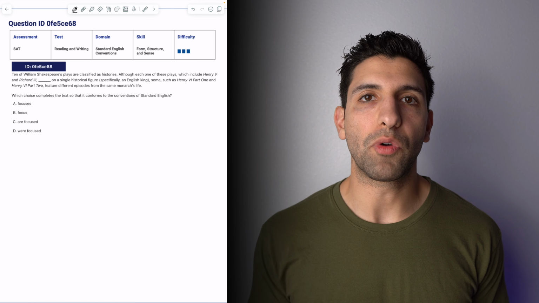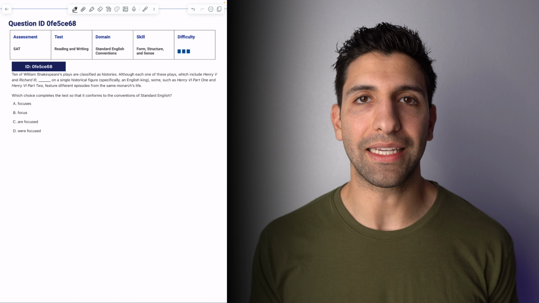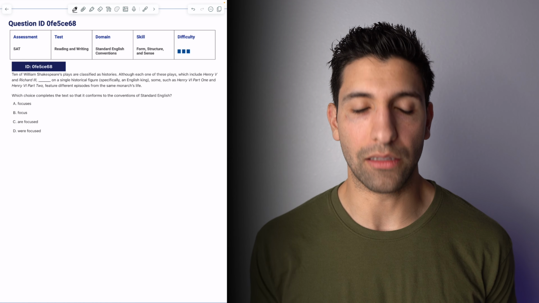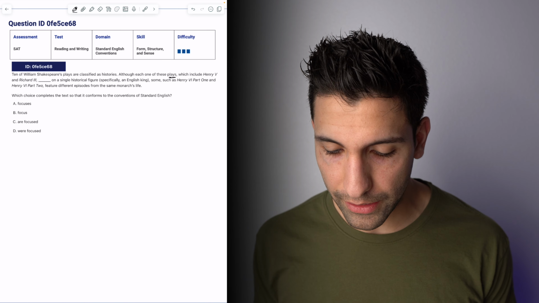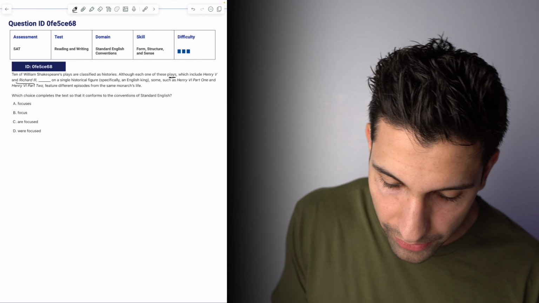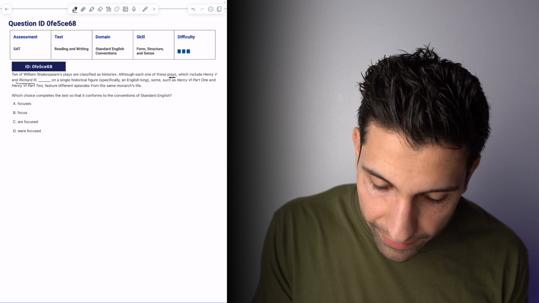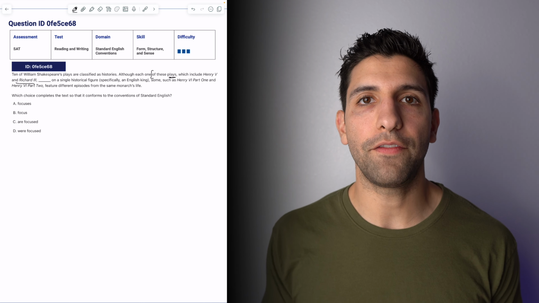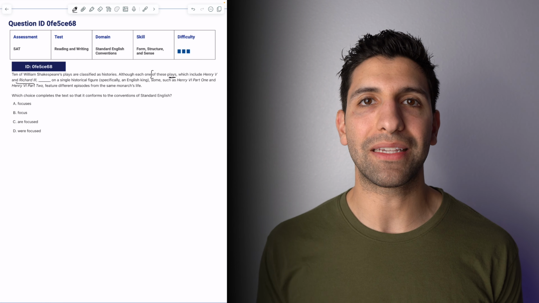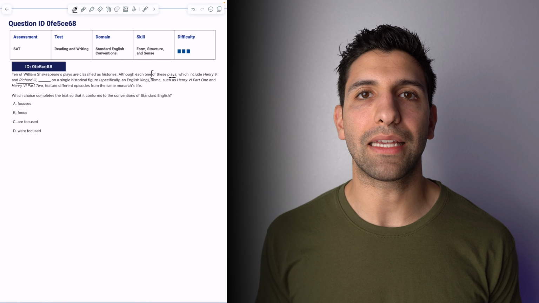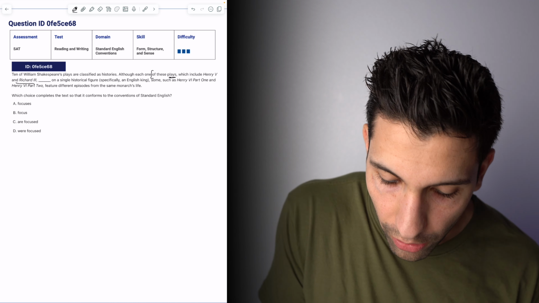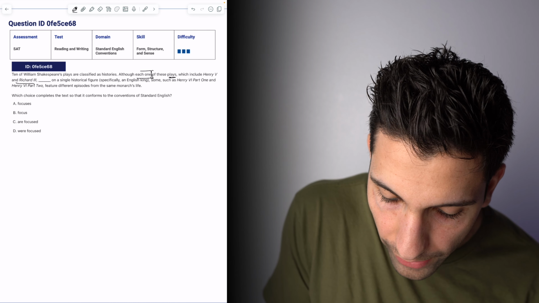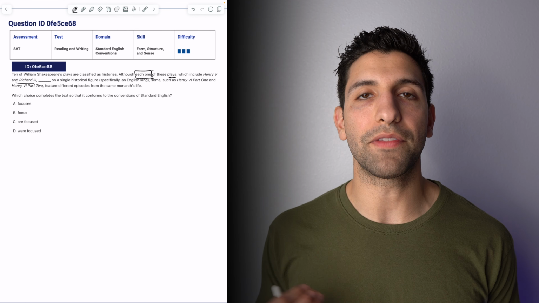So here's an example where we need to figure out where the subject is in this sentence, where the blank is located. So "although each one of these plays," the subject, is Henry and Richard III the subject, or is it something else? Well, if we look here, this word "of" is a preposition, so it's kicking off a prepositional phrase. And remember, like I said, the subject is not going to be in the prepositional phrase. It's going to come before that. Although each one of what? Each one of the plays.